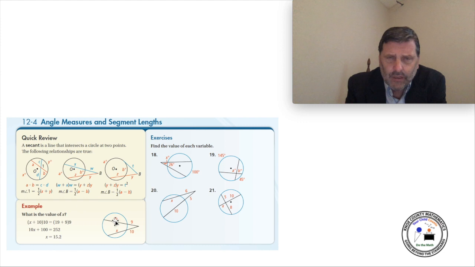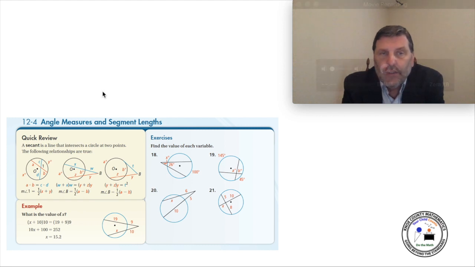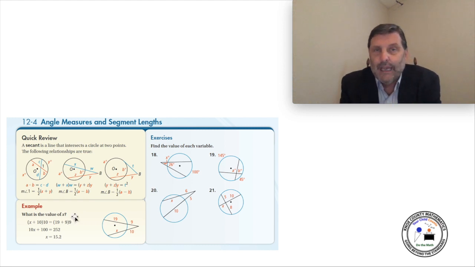So we're going to read the problem. You read the problem of these 4 and then see which situation am I given. What is the value of x? Well, that diagram looks like this middle one. So I'm going to see what information is given to me. I'm given an x and a w, and I'm given a y. I'm trying to find z. So I'm going to use this formula right here. X plus 10 times 10 is equal to 19 plus 9 times 9. I'm using that formula, solve that equation, and I get x is equal to 15.2. These 3 relationships for angle measures and segment measures will help us solve 18 through 21.